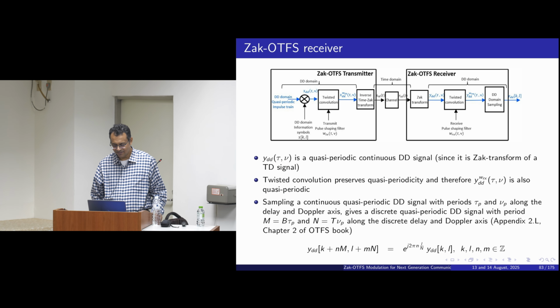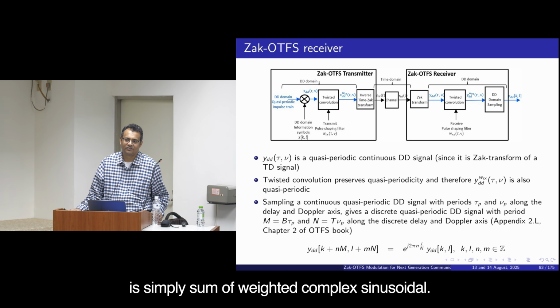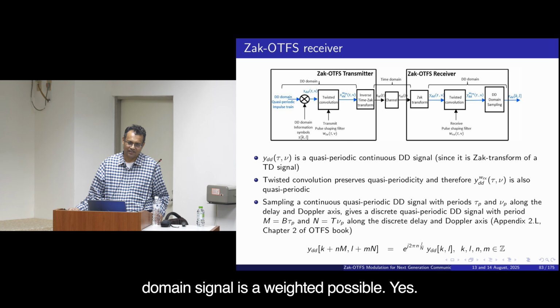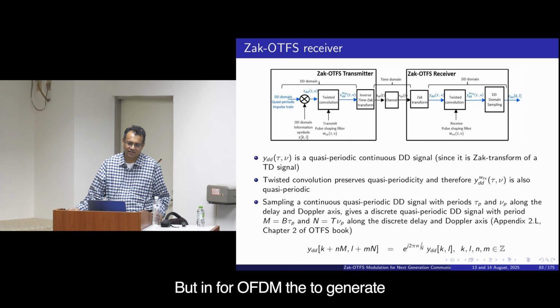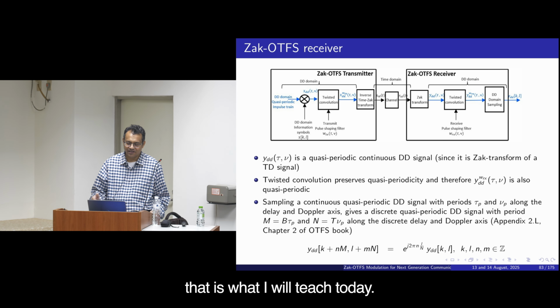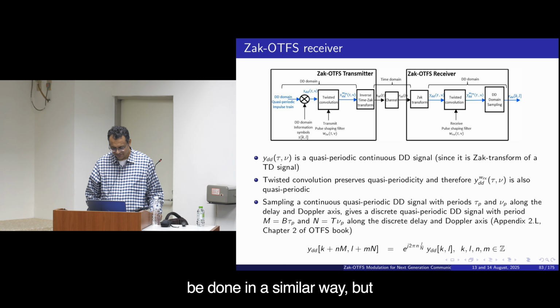Question? Yeah, please. So for OFDM, the time domain signal is simply a sum of weighted complex sinusoids. Yes, right. And similarly for OTFS, the time domain signal is a weighted Poisson sum. Yes, yes. But for OFDM, the implementation is done through IFFT and FFT. Yes, that is what I will teach today. So meaning the OTFS, it also can be done in a similar way.